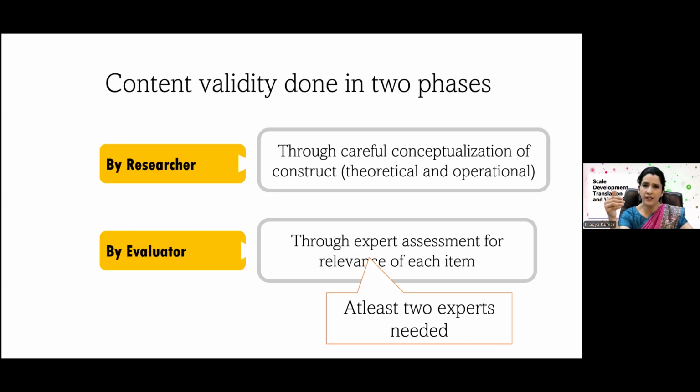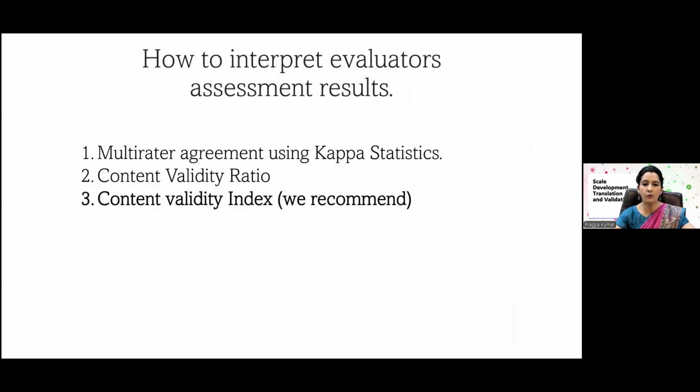So generally we suggest that you don't take more than 10 experts, because with more people there will be an issue of consensus building. So how to interpret this? There are ways to do the content validity. You can have a multi-rater agreement using kappa statistics. You can have a content validity ratio, or you can have a content validity index.